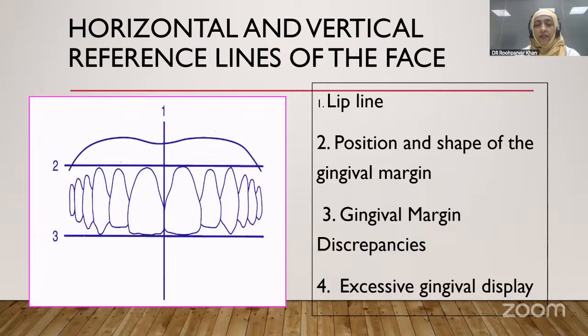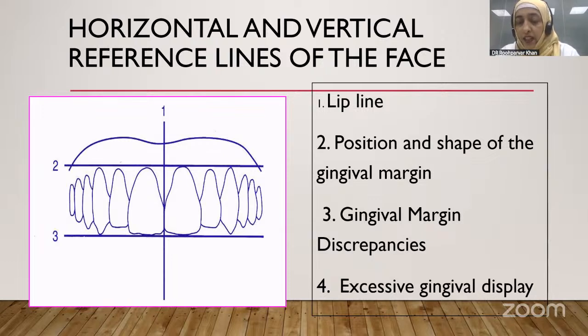The most important factors which are considered before doing crown lengthening are the lip line of the patient, whether it is a high lip line or low lip line, the position and shape of the gingival margin, and whether the patient has any gingival discrepancies or excessive gingival growth. Lip line means the ideal lip line is considered when the patient is at rest or smiling. The upper lip should cover the middle third of the upper incisors. And the position and shape of the margin signifies whether the patient has a high crest, low crest, or average crest of the gingival margin in relation to the alveolar bone.